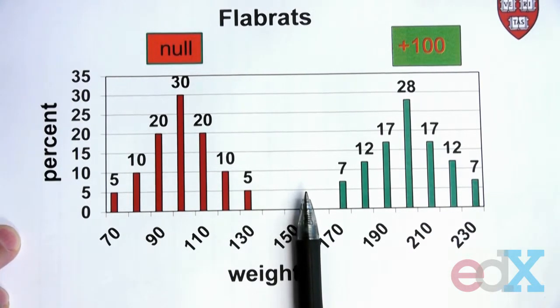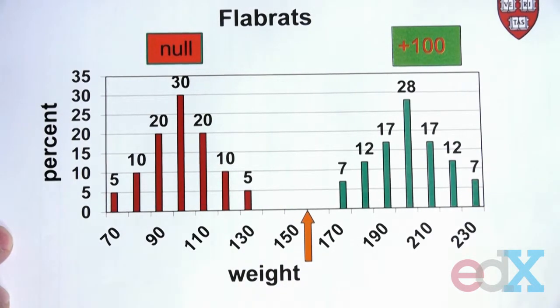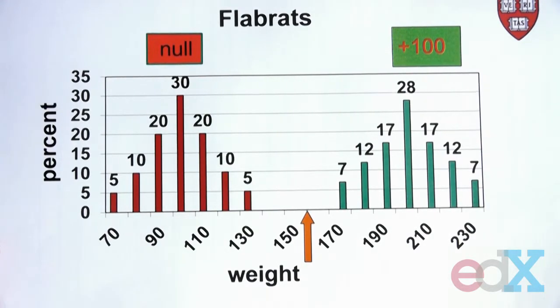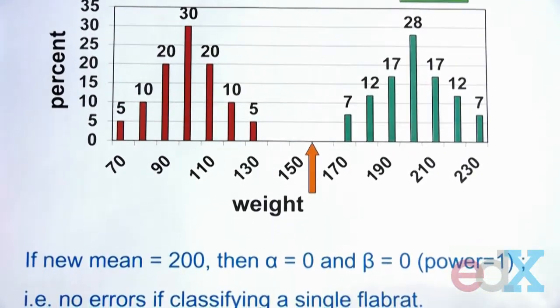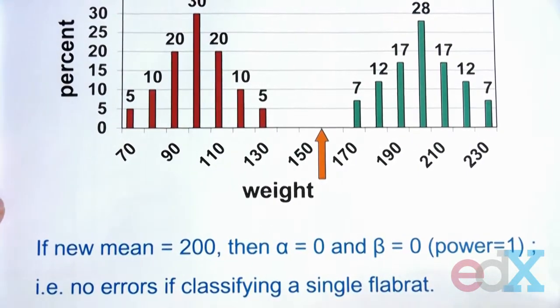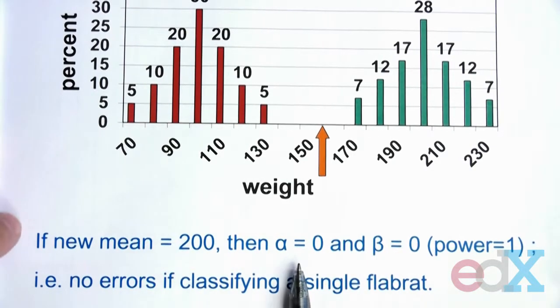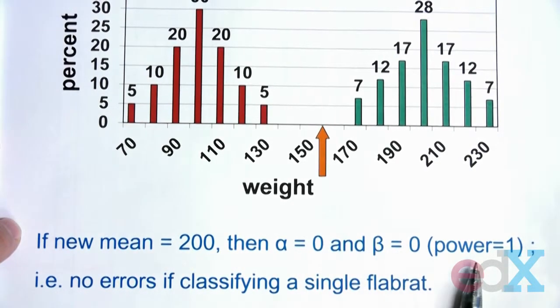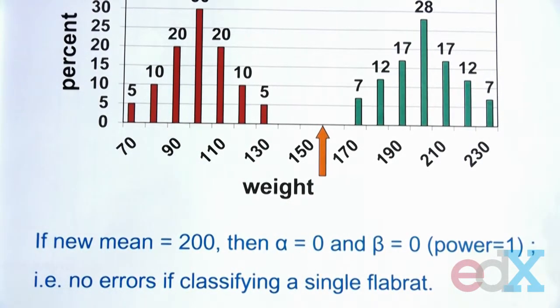So in other words, this is a wonderful situation. Come up with a point like this to demarcate your decision, and in this case, that separates them completely. So if we look at this and think of hypothesis testing, our alpha is going to be 0 and our beta is going to be 0. The power is equal to 1. We've got perfect discrimination. Think about this a little bit and think what else you might have done about classifying this lost FLABRAT.